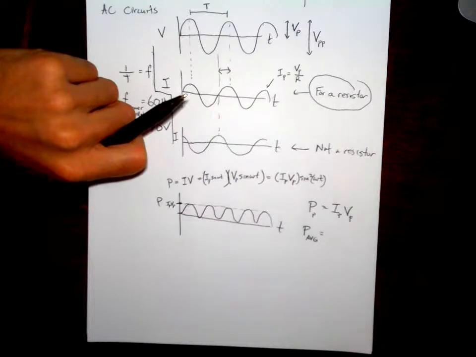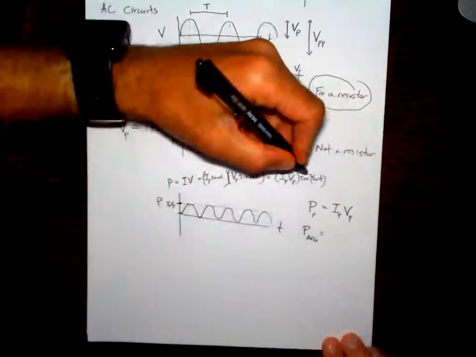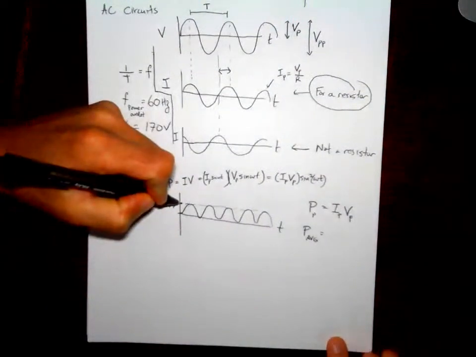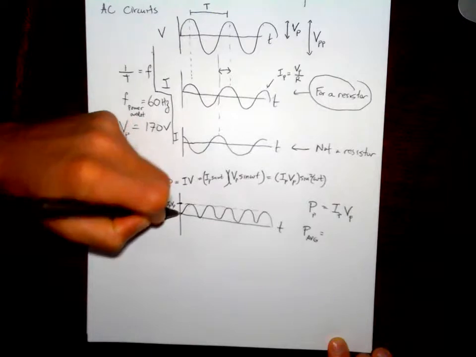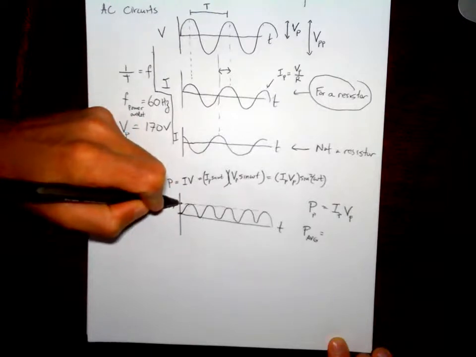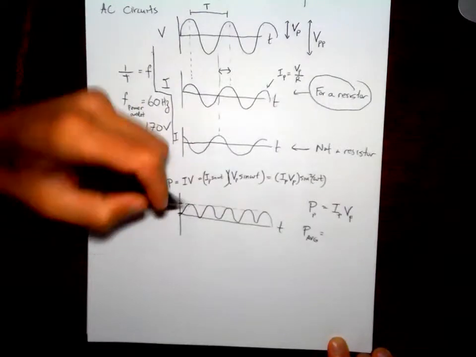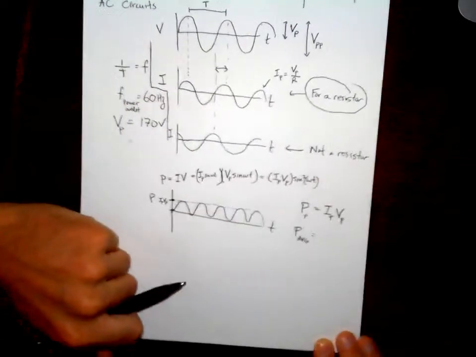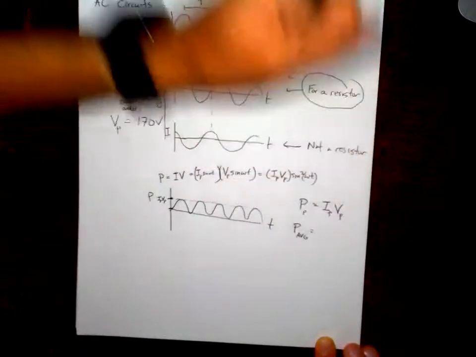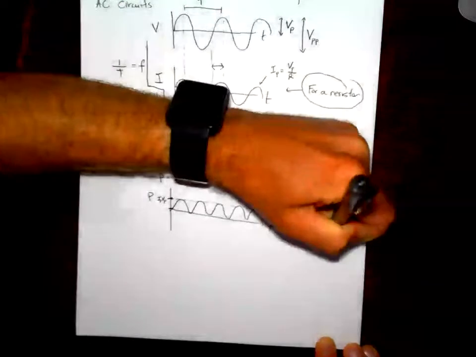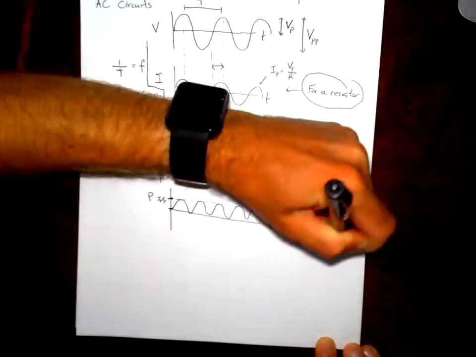The average value of sine is 0, but the average value of sine squared is not 0. The average value of sine squared is 1/2. Why is that? Because sine squared wiggles between 1 and 0, and it doesn't spend any more time high than it does low. So the average is halfway between the maximum and the minimum. It's 1/2. So the average value of the power is 1/2 I sub P times V sub P.